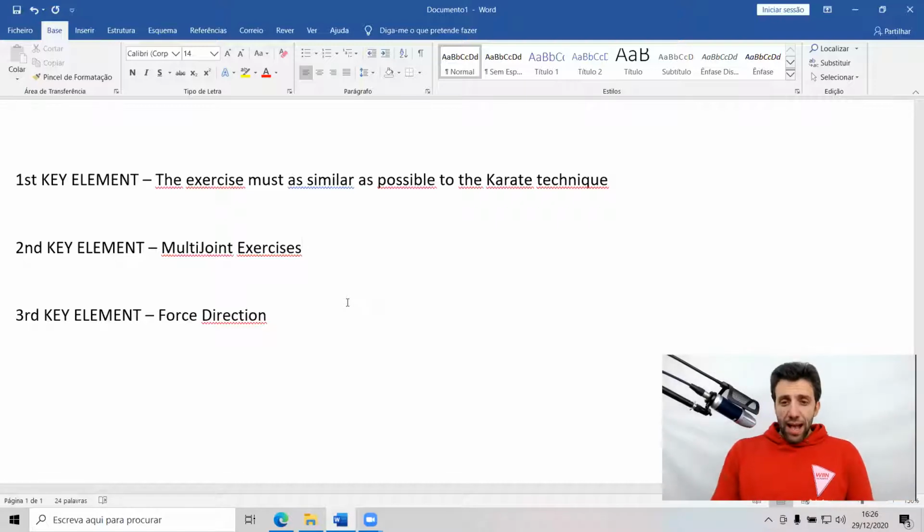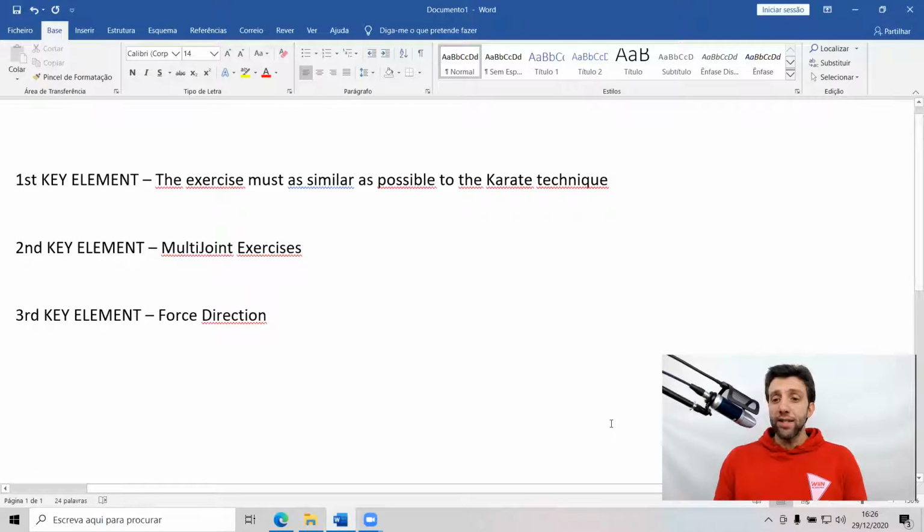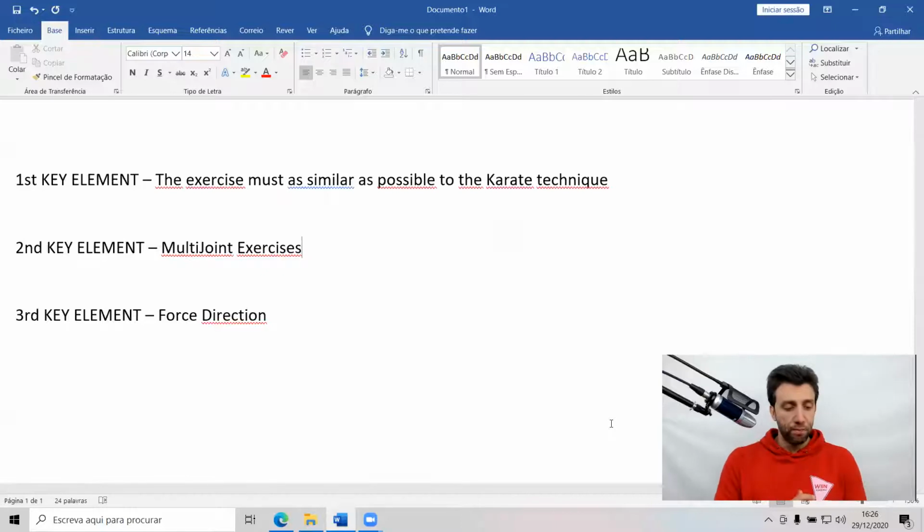I need to make multi-joint exercises, for example, for the development of a punch, power and strength. I have the front deltoid, I have the tricep involved in the punch, I have the forearm rotators involved, but I can't just make exercise for my front delt, exercise for my tricep, and so on. That's not a good strategy to develop the specific movement of a punch.